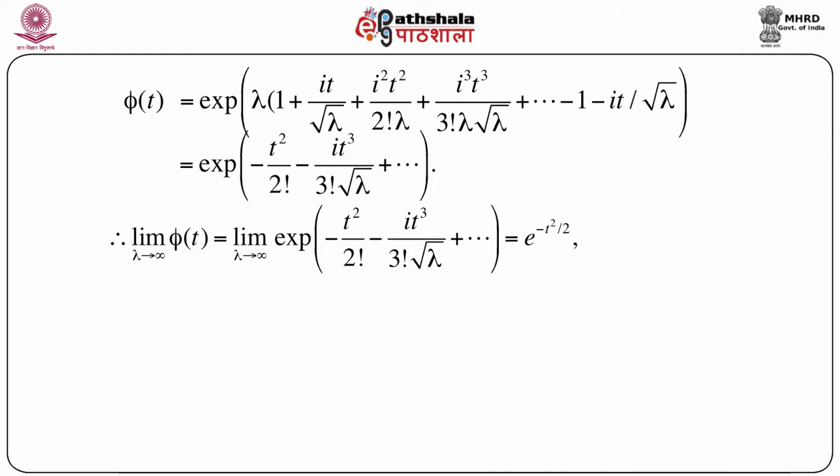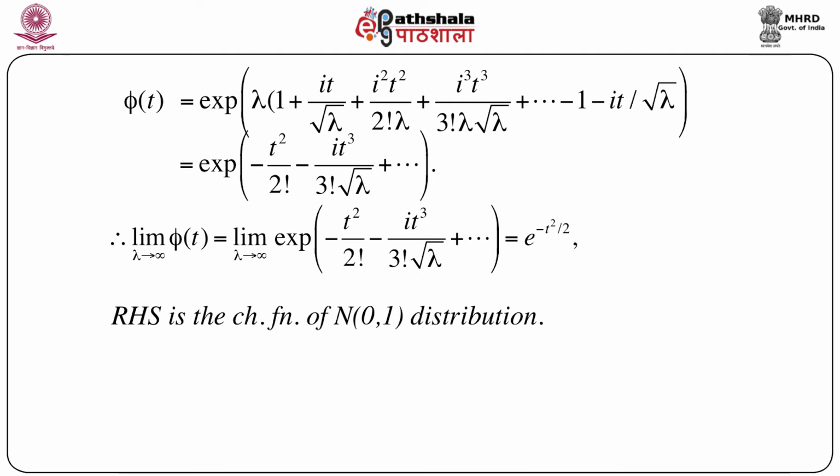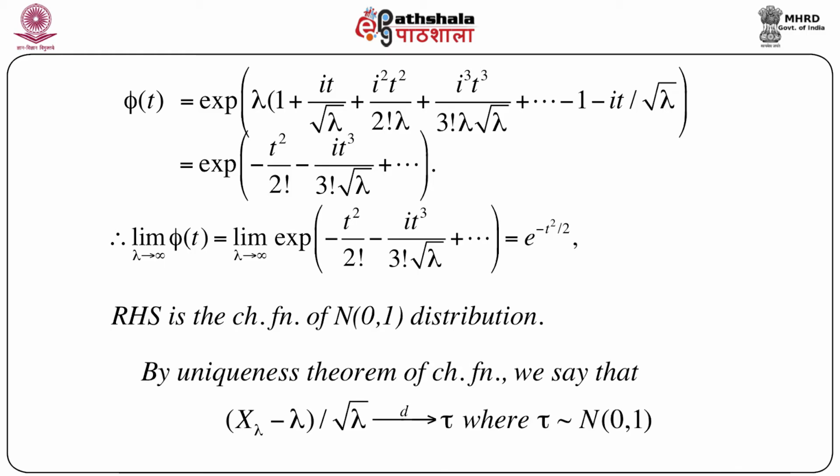Now, what is the meaning of this? Here we are taking the limit as lambda goes to infinity. That means the limit as lambda goes to infinity of phi(t) equals the exponential of whatever term is there, which equals e to the power minus t square by 2, because all the terms which involve some power of lambda in the denominator will vanish. Now the right hand side, e to the power minus t square by 2, is nothing but the characteristic function of a normal 0,1 random variable. Hence, by the uniqueness theorem of characteristic functions, we can immediately say that the standardized Poisson variable converges in distribution to Z, where Z follows normal 0,1.